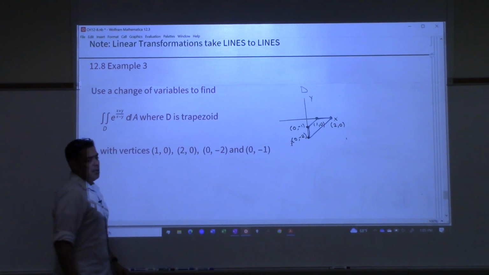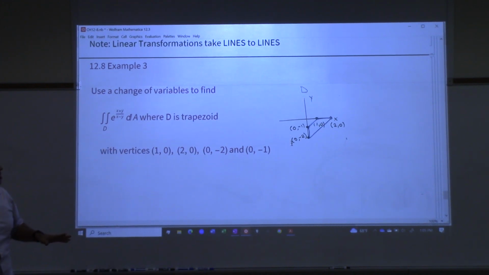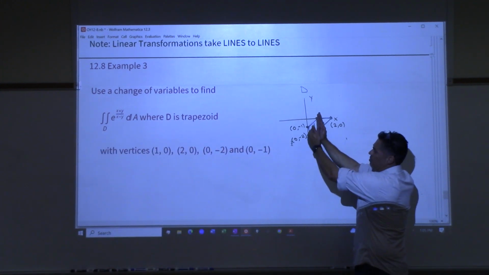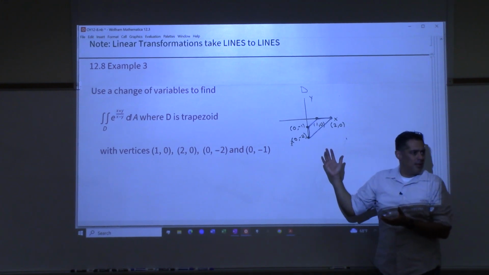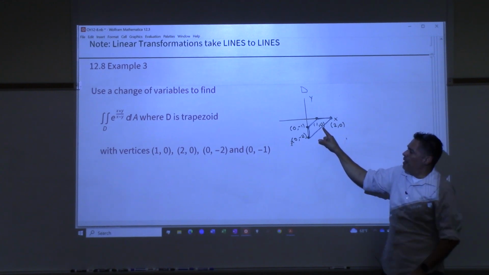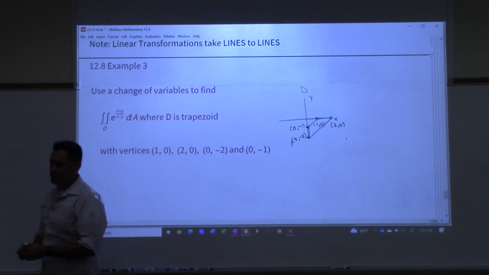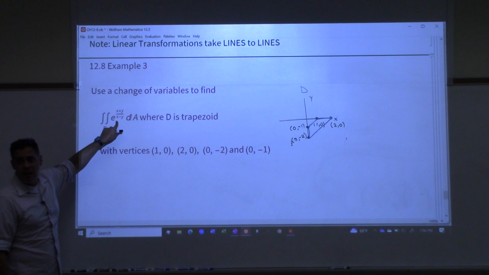Now, that region D is actually not that bad. If you look at that region, it's not a type 1, it's not a type 2, but you could break it up into two regions. If you split it right here, you could do a type 1 here, type 1 there. It's doable, right? Do y'all agree that it's not a terrible region? But what would push us to want to do an actual change of variables here is the fact that the integration itself is kind of a monster.